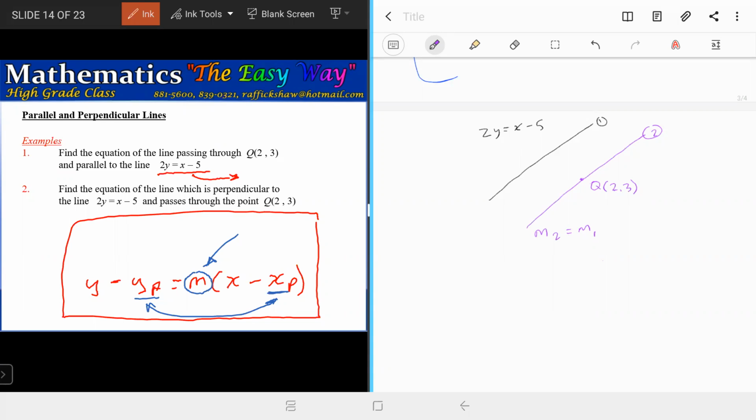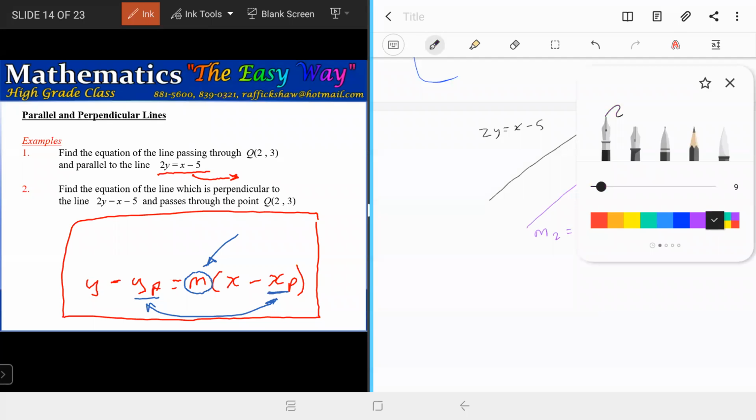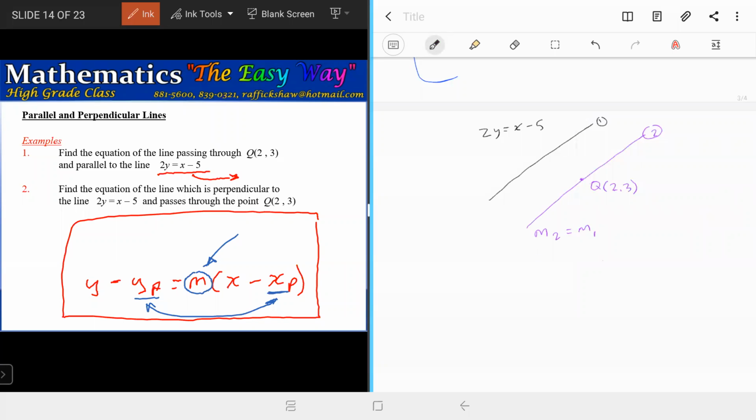How can I get the gradient of line 1? I can get it from the equation by putting the equation of line 1 in the form y equals mx plus c. So I go ahead and divide by 2, because I don't want 2y as the subject, I want y as the subject. Or instead, let me say I multiply by half. You see better that way. Multiply by half. When I do that with this equation, it becomes y equals half x minus 5 over 2.